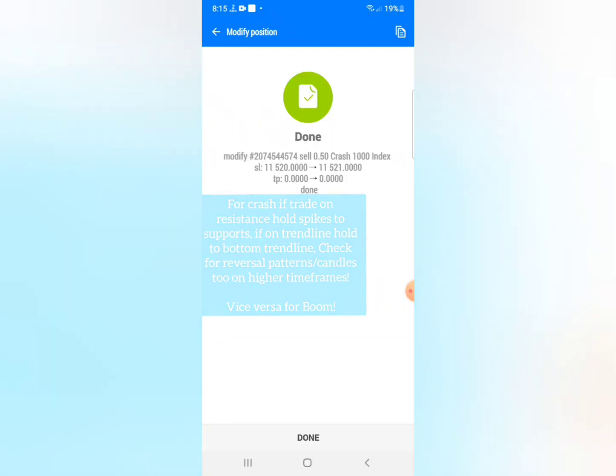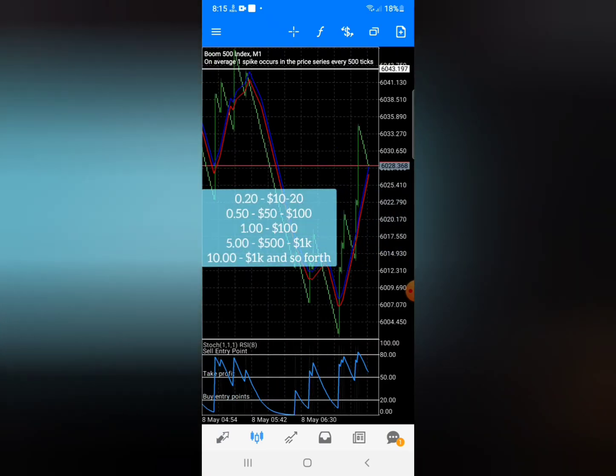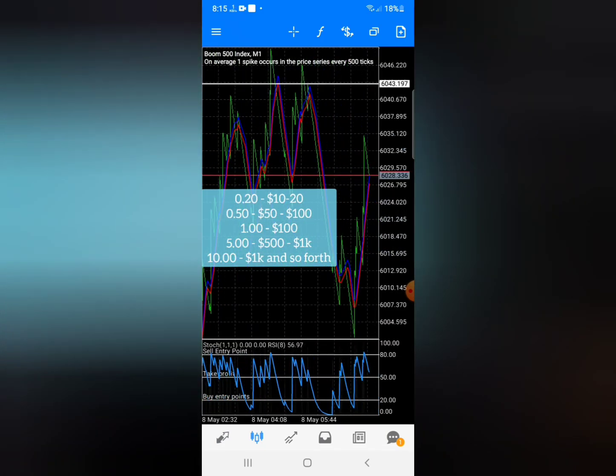So that's basically it for what you will need on the boom and crash line strategy, and we're up to the fourth strategy on my list.